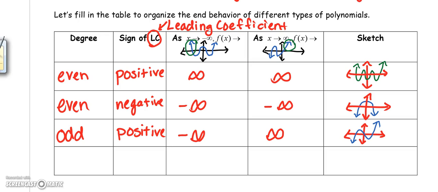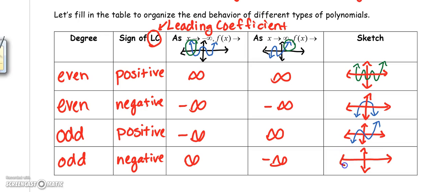And then the last situation we could have is if we have an odd polynomial with a negative leading coefficient, that's going to flip the one we just did upside down. So that means as x goes to negative infinity, f of x is going to go to positive infinity. And as x goes to positive infinity, f of x is going to go to negative infinity. So for example, we could have something that looks like this.